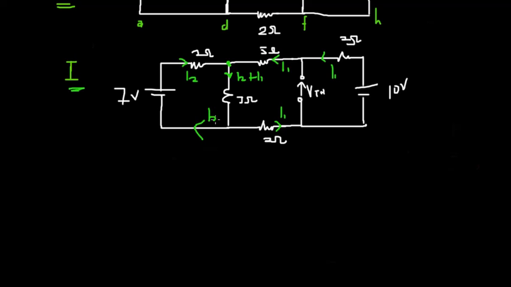This one is I2, and then this one is I1. Okay, now let's move on. So these are the current allocations.